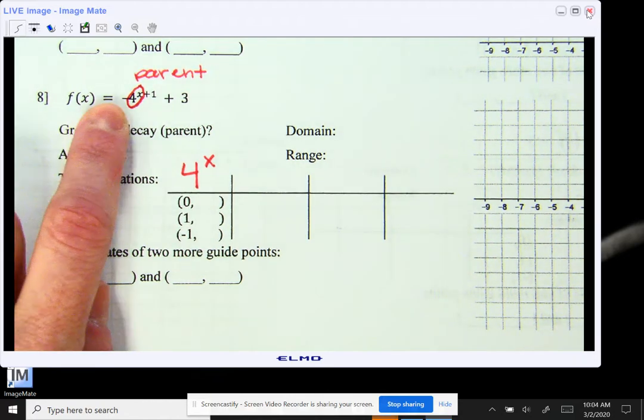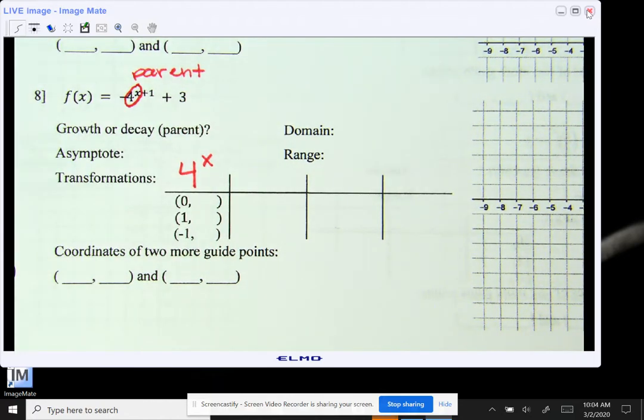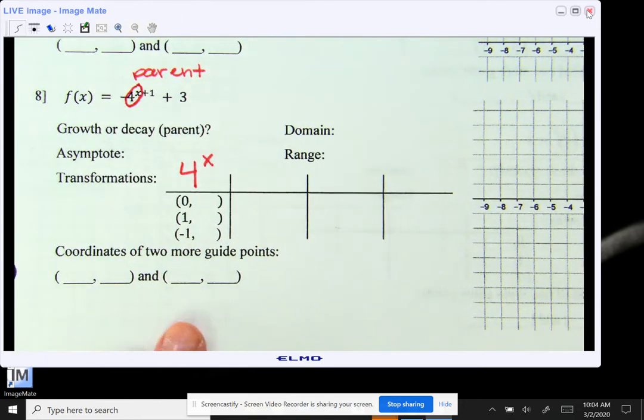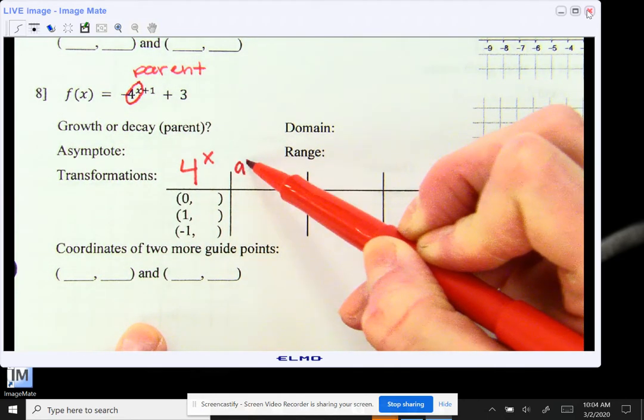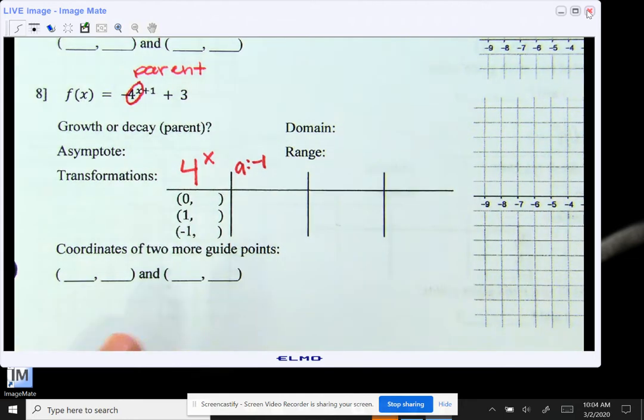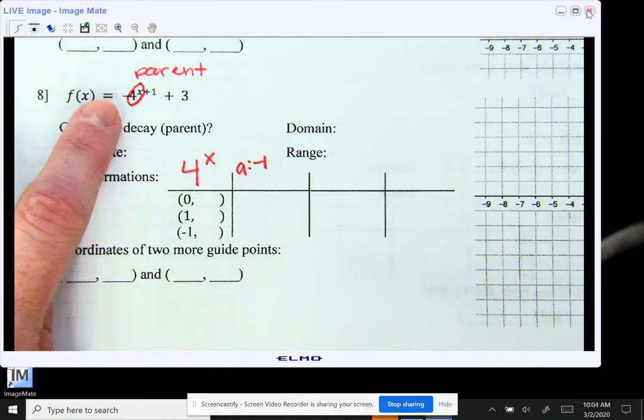It's not negative 4. Remember, if there's not parentheses, it's not included. Our a is going to be what? -1. So make a note that our a is -1. Leave some room here so that we can write down what's going to happen with that. Our a is -1 because of this negative right here.